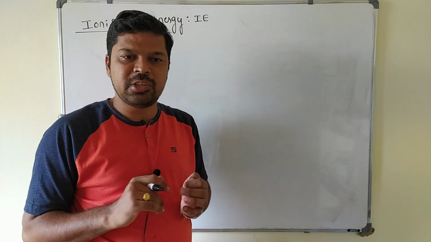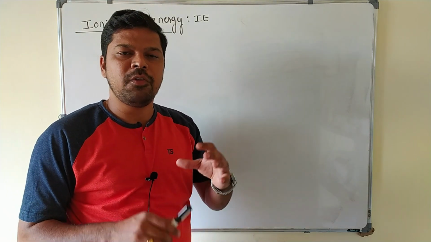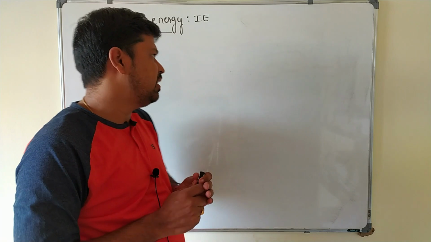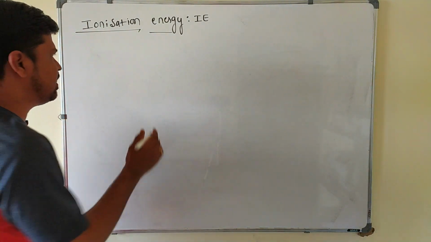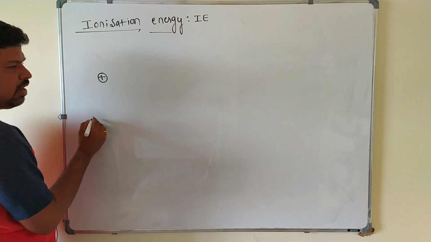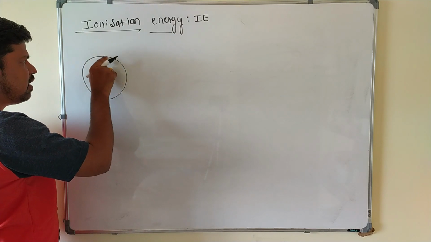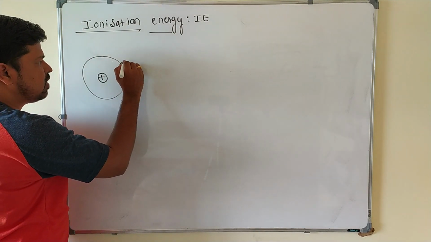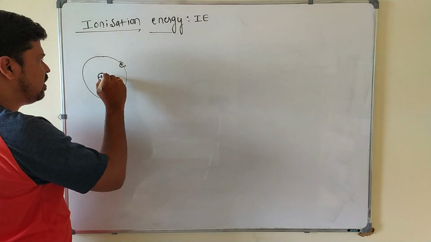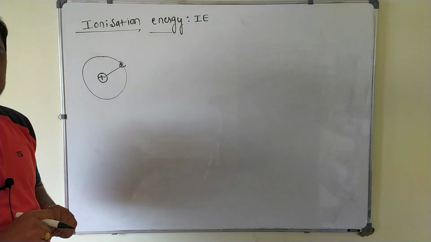Now, the variation of ionization energy in the group 15 elements and the comparison of ionization energy of group 15 with the 16 and 14 elements. Already we know what ionization energy is. For instance, this atom has a positively charged nucleus around which electrons are present in different energy levels. Electrons are negatively charged and the nucleus is positively charged. Because of that, there is an electrostatic force of attraction between them.